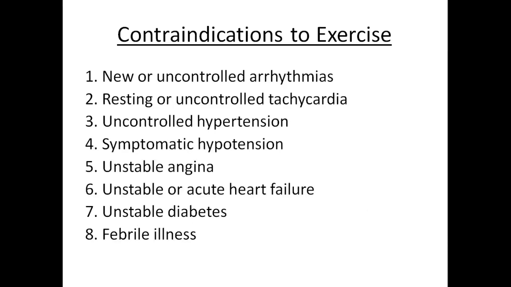So contraindications to exercise, we basically break it down to 8 areas. So new or uncontrolled arrhythmias of the heart. Resting or uncontrolled tachycardia, the heart beating too fast. Uncontrolled hypertension, so blood pressure is not controlled. Symptomatic hypotension, so the blood pressure is low and they faint or black out. Unstable angina, again to do with the heart, and that will be recognized by chest pain.